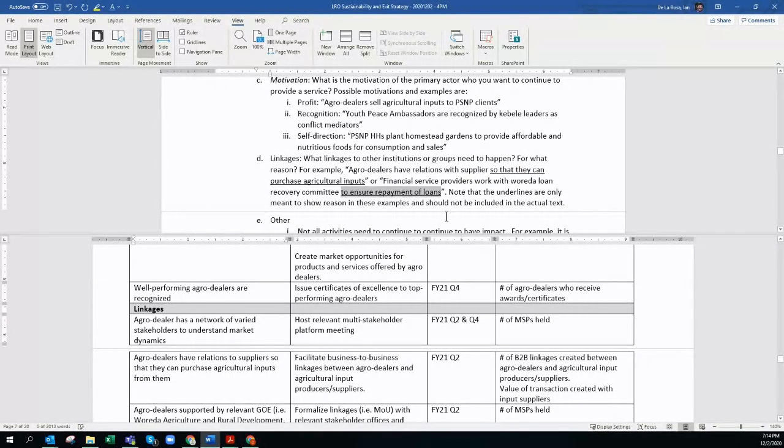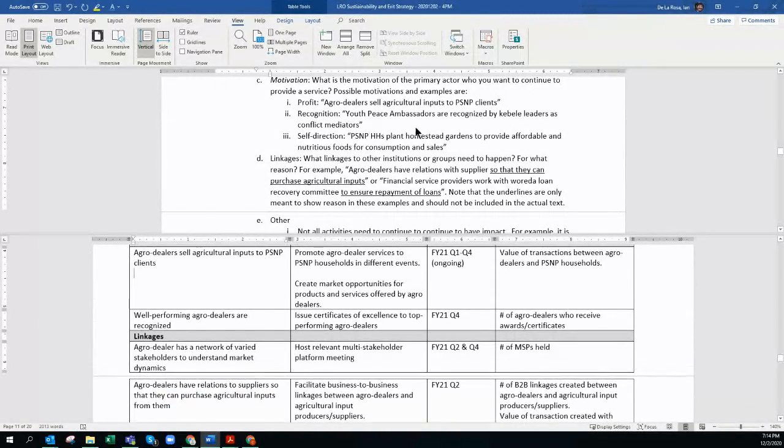Now, you'll notice I underlined this. I'm doing this only for this example. I would ask that you don't underline them in your actual text here. Okay? So that's an example.